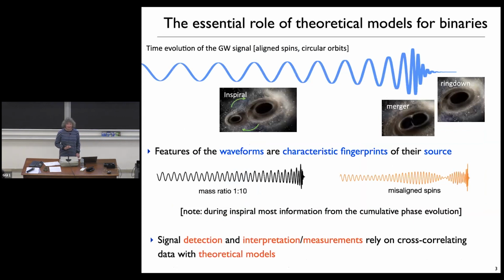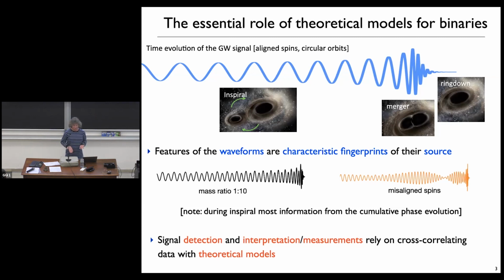So let's start first of all by recalling the general features of a waveform from binary inspirals and mergers and beyond. Well, you've probably all seen the shape of the waveform, which is for a binary system with nearly equal masses on circular orbits and spins aligned with the orbital angular momentum. And the detailed features of the gravitational waves depend on all the source physics. And in particular, for the inspiral part, the gravitational waves are very sensitive to the time evolution of the phase.